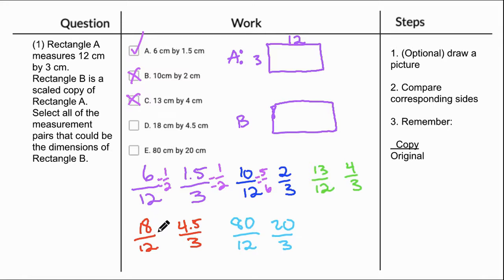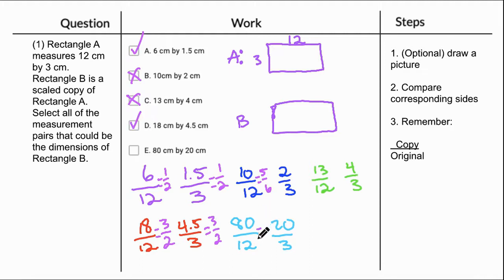This one here, 18 over 12, simplifies to 3 over 2. And this one here also simplifies to 3 over 2. Again, the reason I know that is because 1.5 goes into 3 twice, as we talked about here, and 1.5 goes into 4.5 three times. So D is good to go.